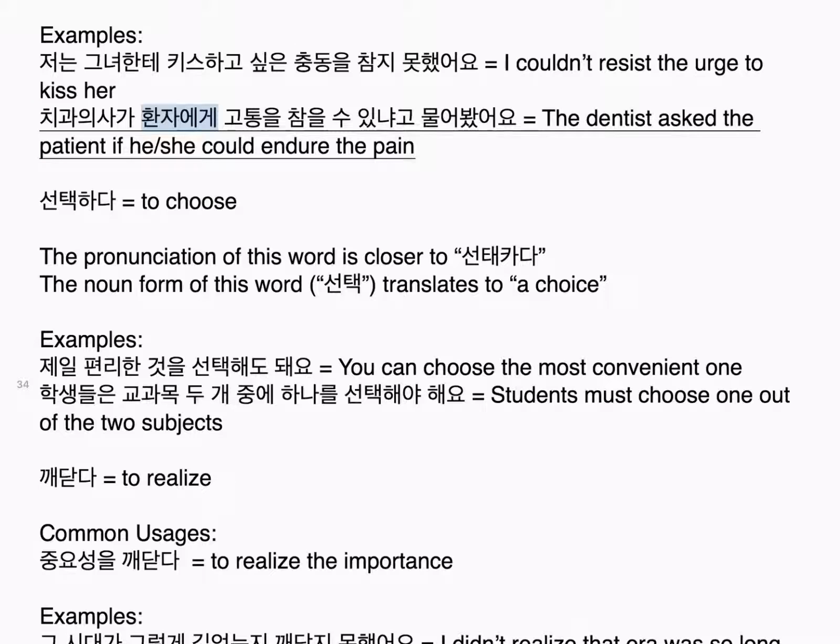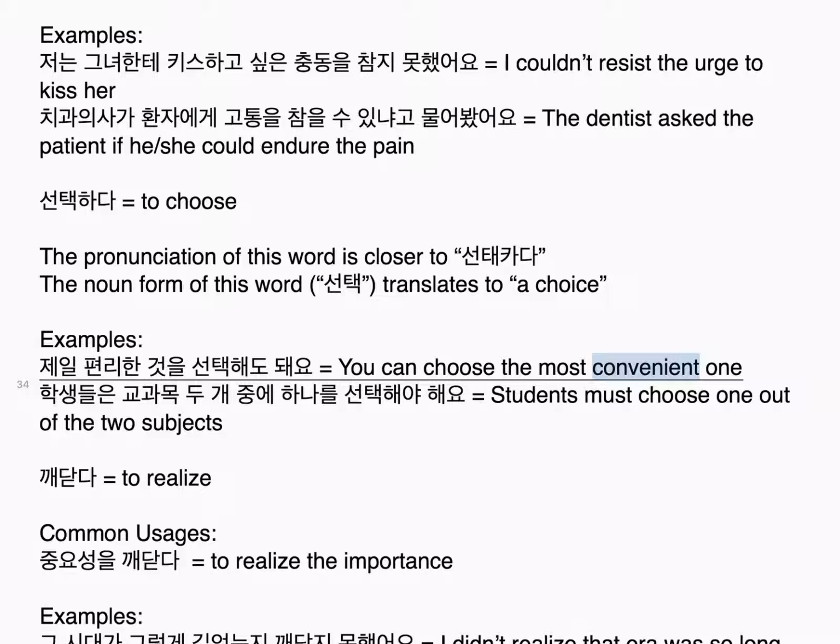치과 의사가 환자에게 고통을 참을 수 있냐고 물어봤어요. The dentist asked the patient if she could endure the pain. 선택하다. To choose. The pronunciation of this word is closer to 선택하다. The noun form of this word, 선택, translates to a choice. Examples: 제일 편리한 것을 선택해도 돼요.